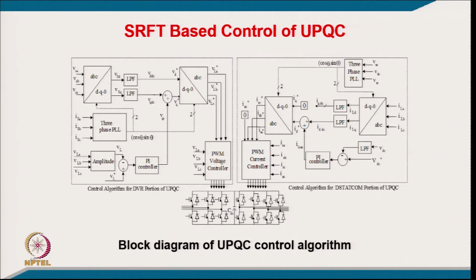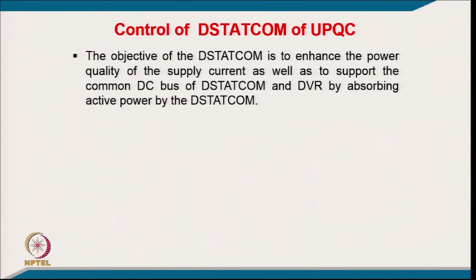So, this is the 4 leg D statcom part, but the more important thing here is that the angle is calculated from the PCC voltage here, and here the angle is calculated from the current. So, this is the basic difference. This is voltage control, which we discussed earlier, and here it is current control. So, D statcom operates in current control, and the DVR operates in voltage control mode. That is about the control.